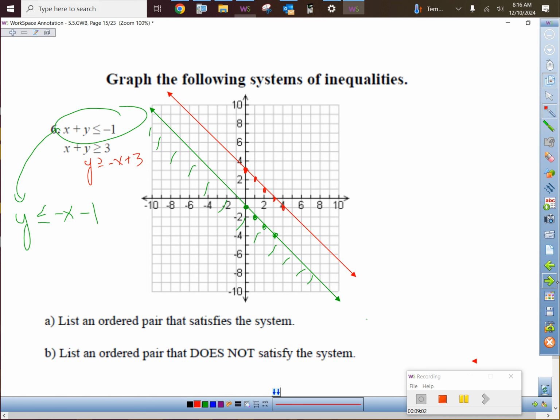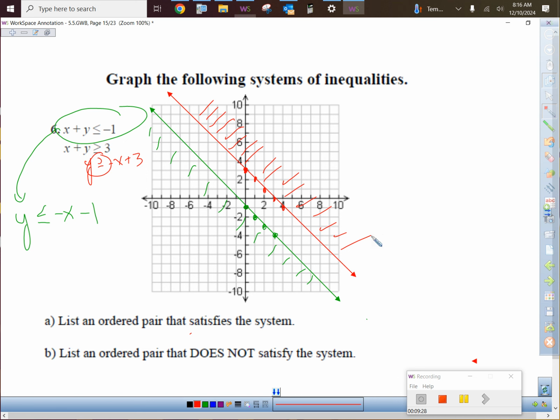And sorry if I'm moving too fast because I have this all pre-prepared. Apologize for that. But where would I shade on this? Above the red line or below the red line? What do you think? Above it. So cool. And here's what I'm looking for. Where the red shade and the green shade overlap. Where do the red shade and the green shade overlap?